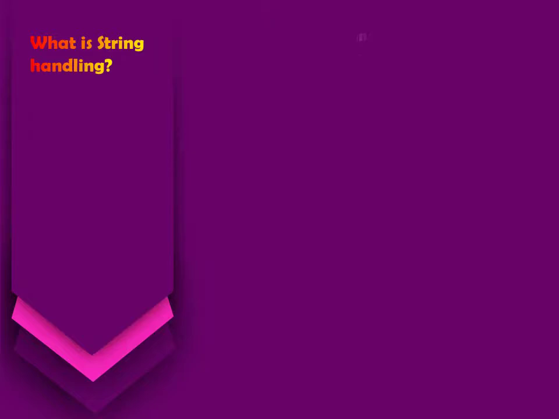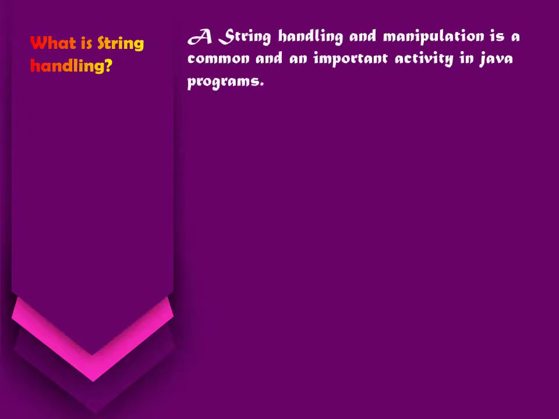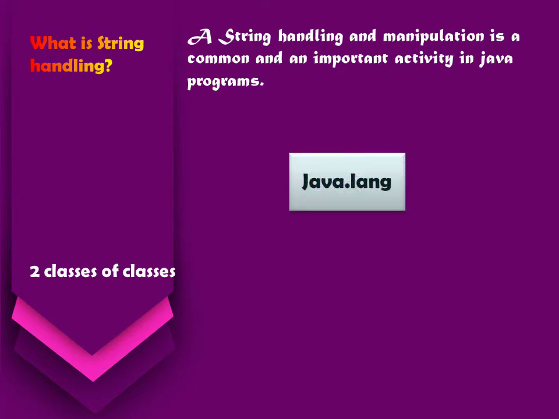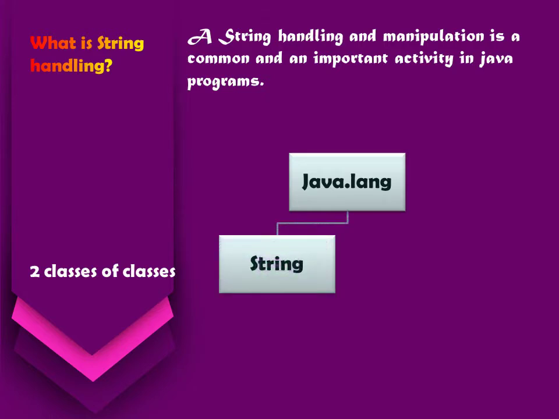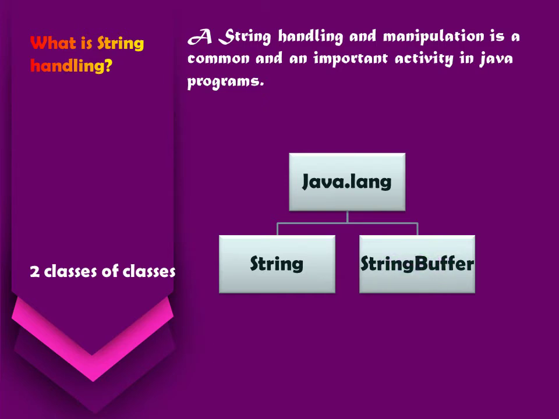What is string handling? String handling and manipulation is a common and important activity in a Java program. A string is a sequence of characters. It has two classes derived from the lang package. One is String and another one is StringBuffer.